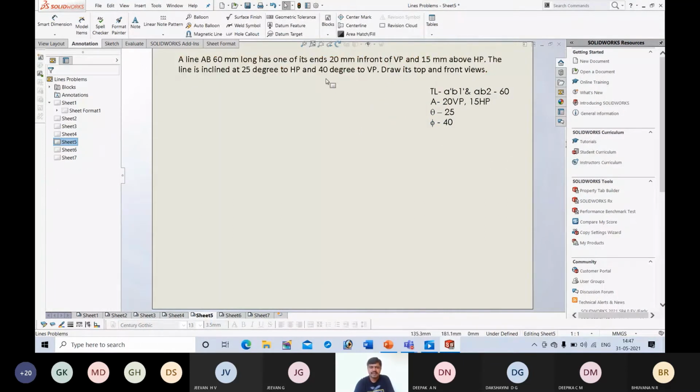Next, in order to solve any problem related to line inclined to both the planes, you need phi data. After reading a problem you must be able to identify phi given data. Without phi data we cannot solve a problem. So now we can see phi data.